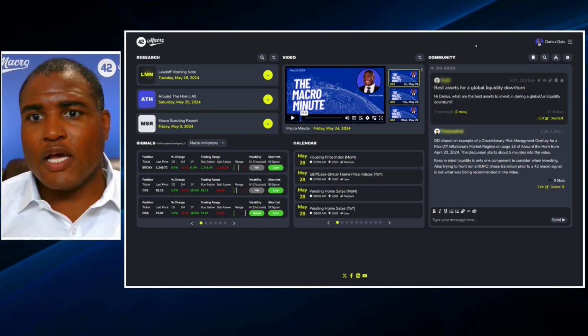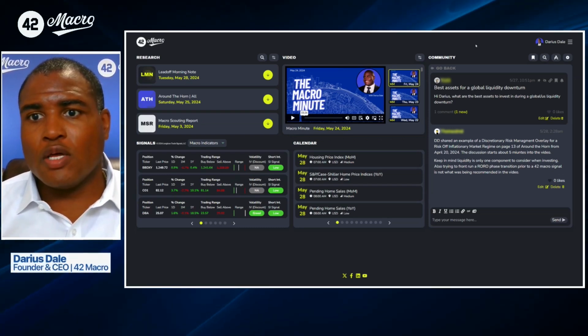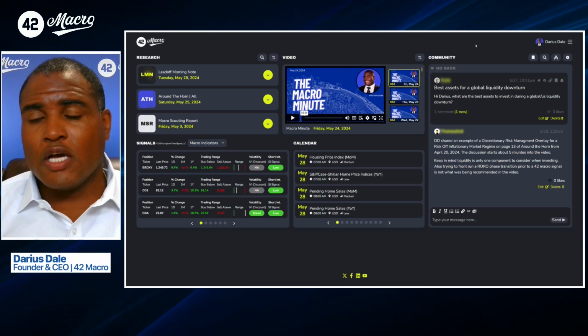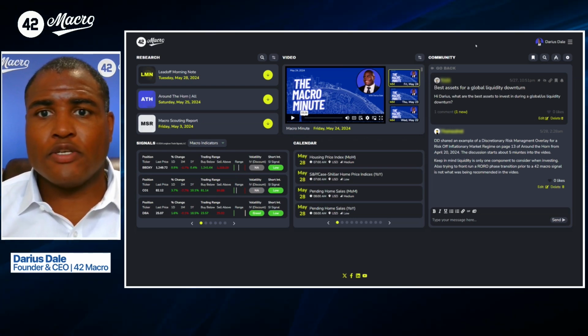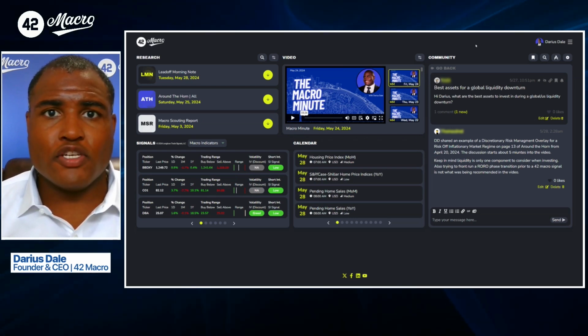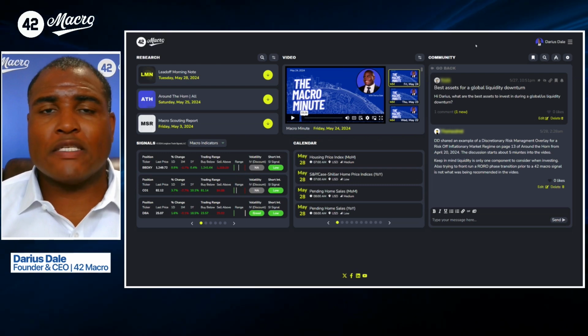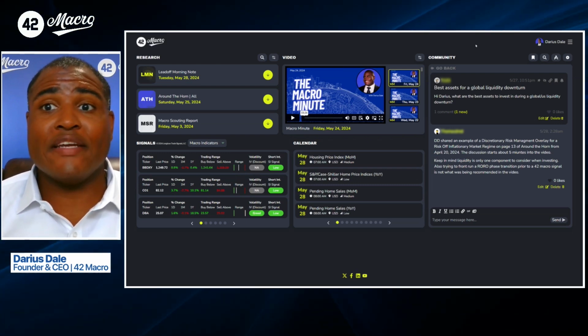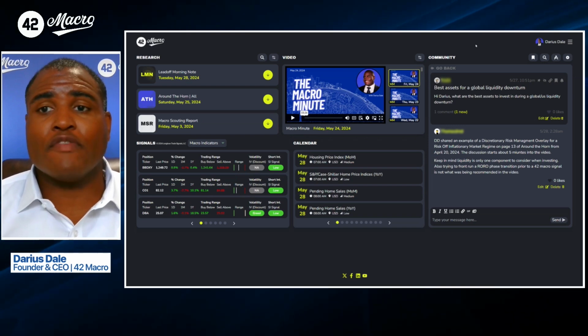This question reads, best assets for a global liquidity downturn. It says, hi Darius, what are the best assets to invest in during a global U.S. liquidity downturn? A global U.S. liquidity downturn is essentially risk-off inflation from the perspective of our market regime nowcasting process. There's not a lot of places to hide when the market regime is risk-off inflation.